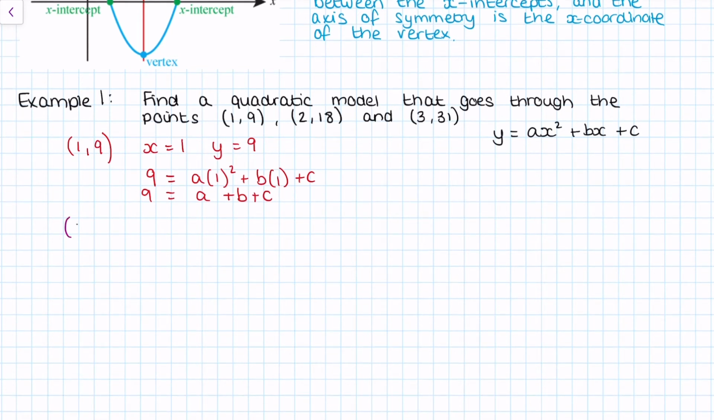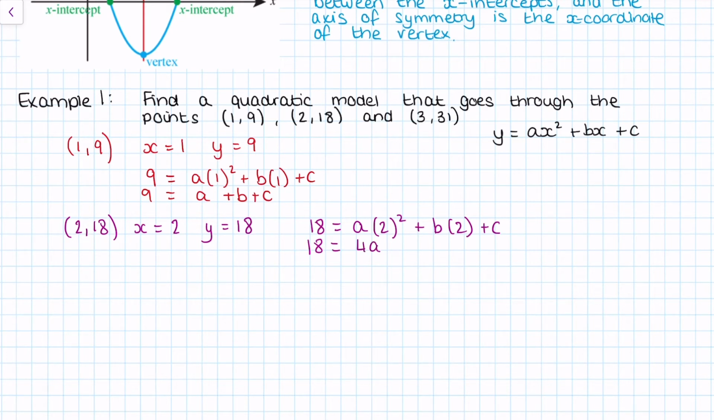So our next point is (2, 18). So when x equals 2 and y equals 18, we're going to create our equation now. 18 equals a times 2 squared plus b times 2 plus c. Simplify that, so it'll be 18 equals 4a plus 2b plus c.